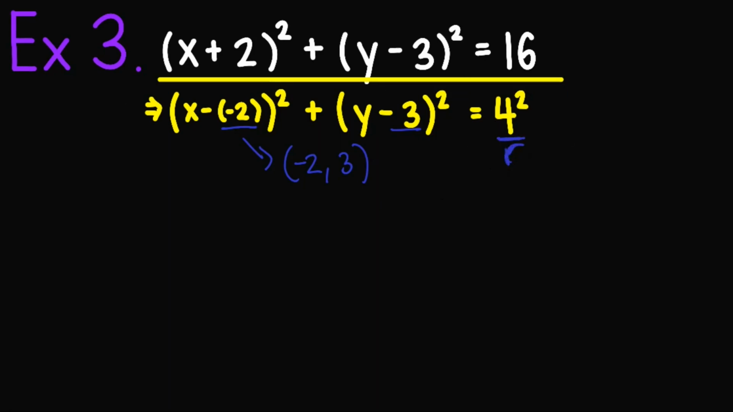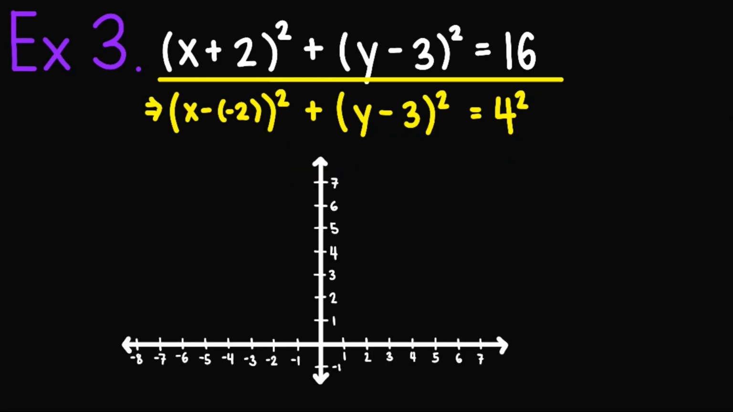So given this, let's try to graph this and plot the center. Again, for the x, it's negative 2 units, so we have 1, 2 out here. And for y, we have 3 units up, so we have 1, 2, and 3. So it's somewhere around here. There. Then given this, we count some units up, right, down, and left, depending on the radius.